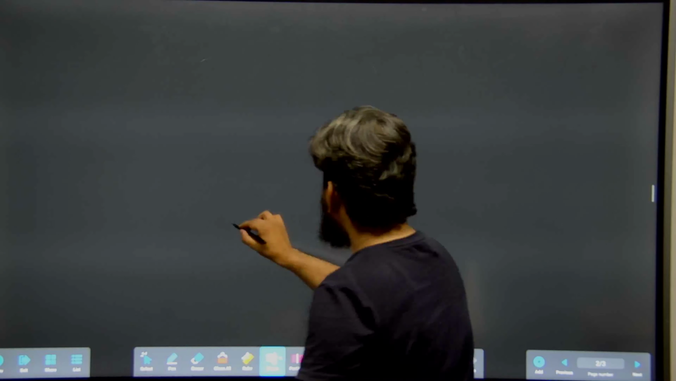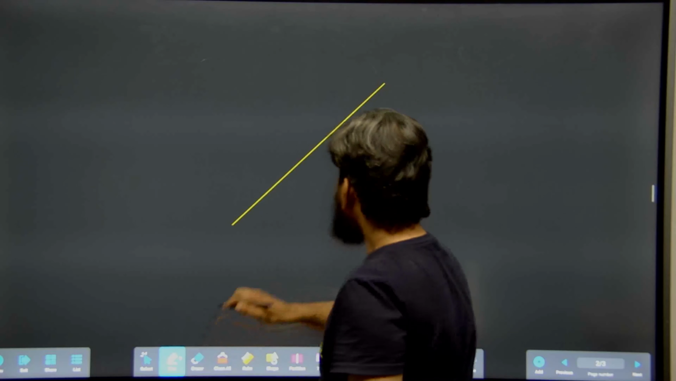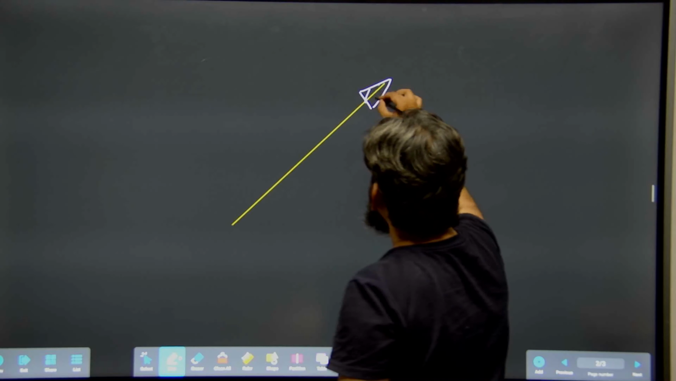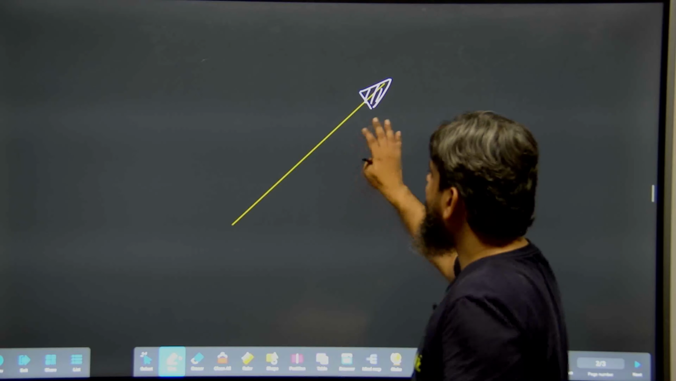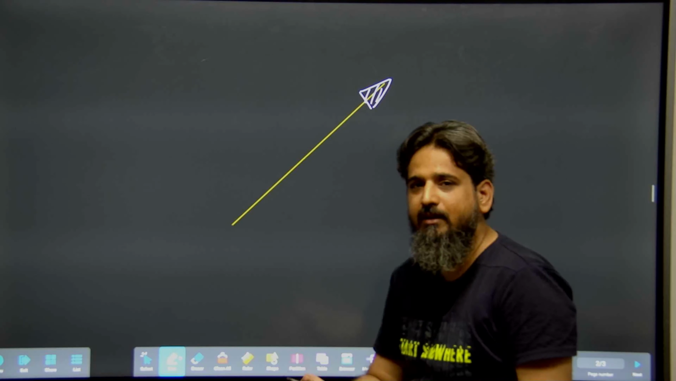So what is an arrow? How can we make an arrow? A straight line with some direction. Okay. So this is an arrow. Any vector quantity can be represented with the help of an arrow, students.